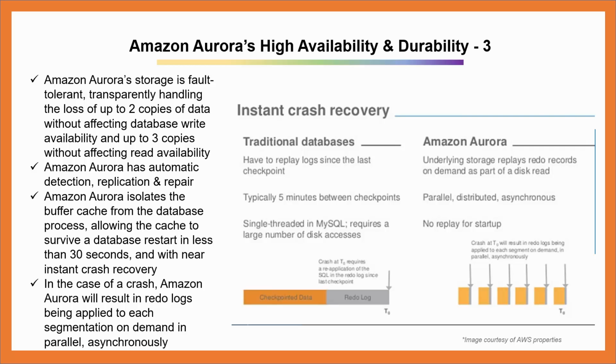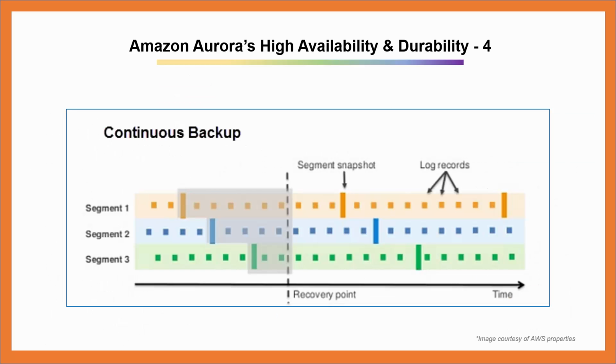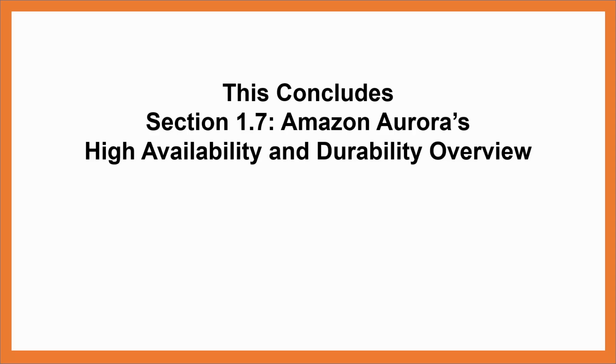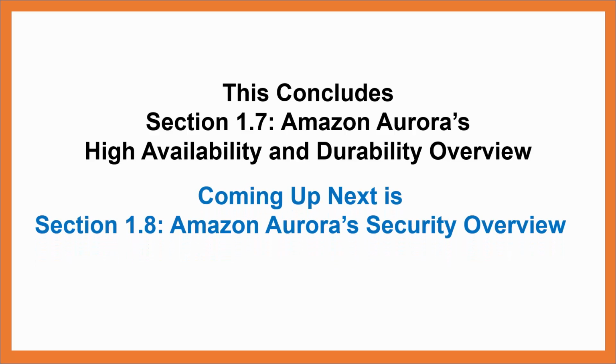In the case of a crash, Amazon Aurora will result in redo logs being applied to each segment on demand, in parallel and asynchronously. Database snapshots are user-initiated backups of your instance that are stored in Amazon S3 until you explicitly delete them. They leverage the automated incremental snapshot technology to reduce the time and storage required. You can create a new instance from a database snapshot whenever you want to. This concludes section 1.7, Amazon Aurora's High Availability and Durability Overview. Coming up next is section 1.8, Amazon Aurora's Security Overview.